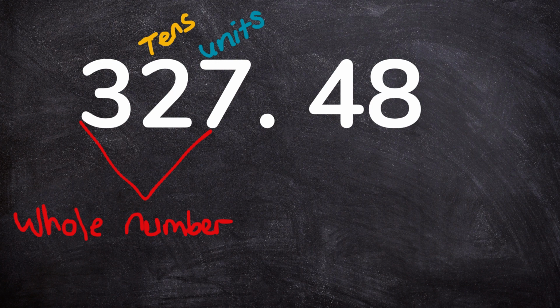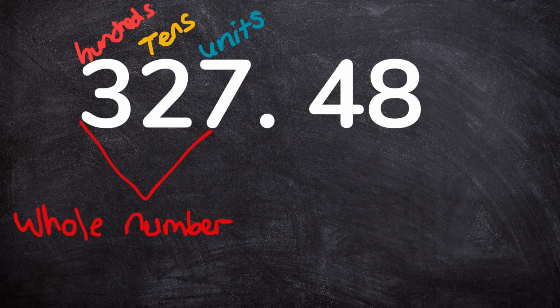And then 2 represents tens. And 3 will be hundreds. So as you can notice, we started from units, we went to tens, now hundreds. So as we move to the left, the numbers are increasing by 10.